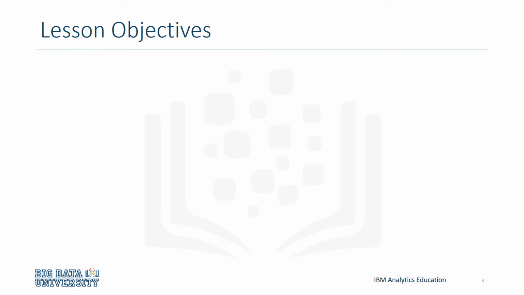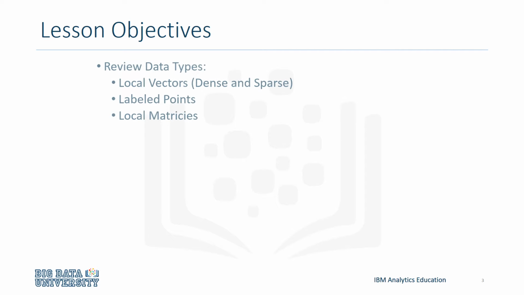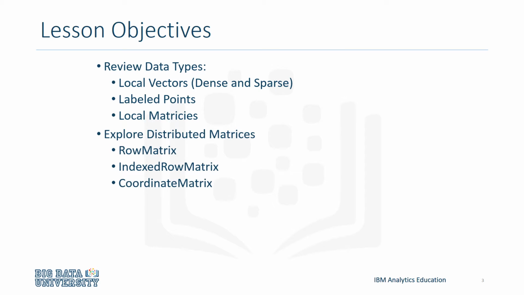In this lesson, we will further examine the different data types that are supported by Spark MLlib. First, we will briefly review local vectors, labeled points, and local matrices. These were covered in detail in other lessons. Also, we will review 3 distributed matrices that were covered elsewhere.